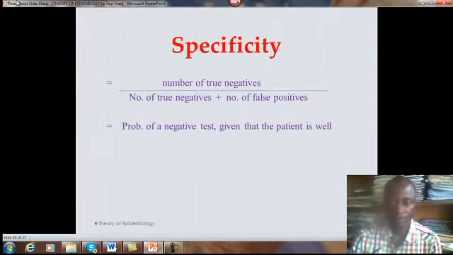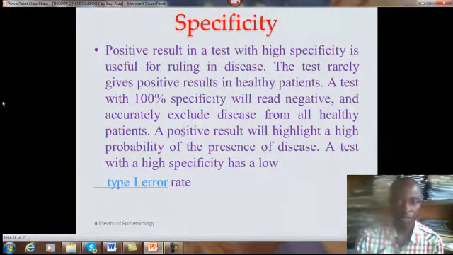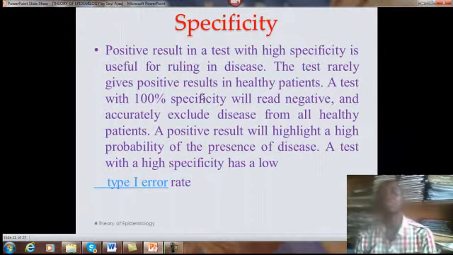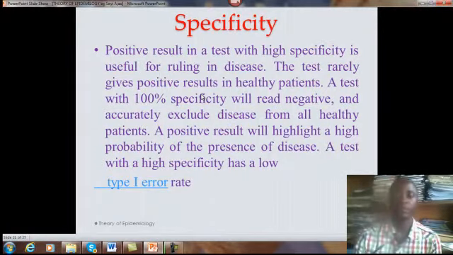And this is the formula. A positive result will highlight a high probability of the presence of disease. So a test with high specificity has a low type 1 error rate. When it is very low, it means the test you use to carry out the screen has very high precision. When it is high, the type 1 error will be very, very low, which is expected of a good test.